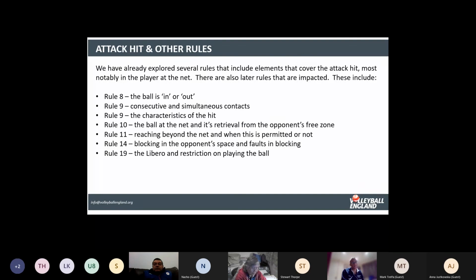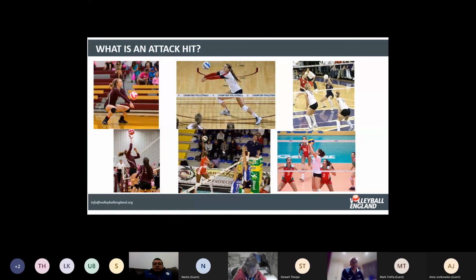But I have used one or two videos again to show how the same situation impacts a number of different rules. So let's have a think about what is an attack hit. Now, here's 6 different situations of playing the ball. We've got the dig. We've got the similar sort of dig from the side. We've got a ball which is difficult to control, which is being used by 2 hands above the head, maybe a first pass that. We've got a tip, we've got a spike, and we've got a volley.